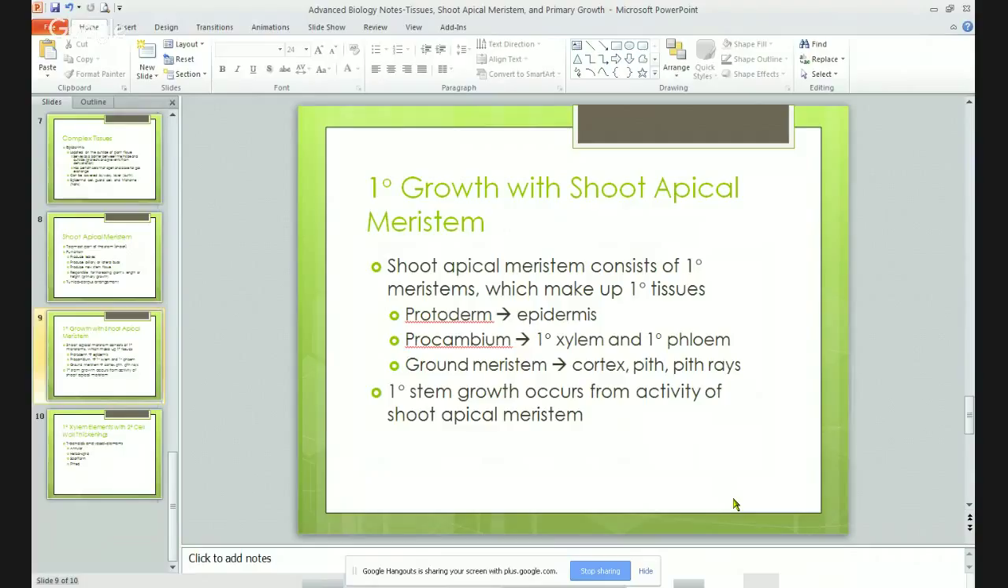Okay, so you can think of your shoot apical meristem as making all of those cells. It's kind of like they are the stem cells because they're going to make these other stem cells, which will make other cells. But it all comes from the shoot apical meristem. Your protoderm, that particular primary meristem, will make the primary tissue, your epidermis, that outer covering of the tissues of your plant, of your stem in this case.